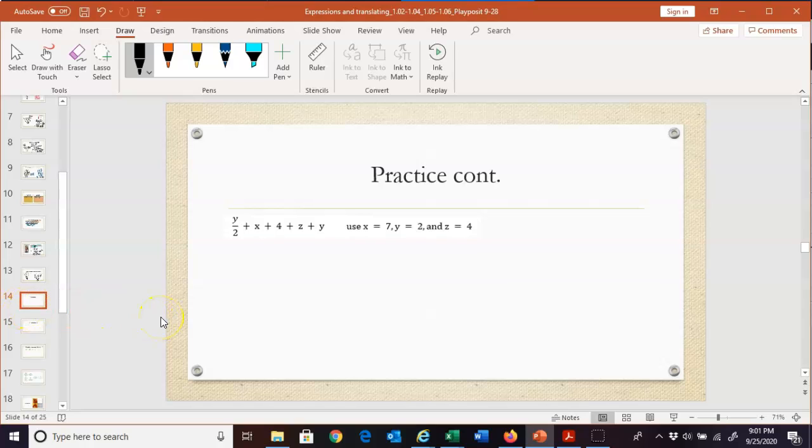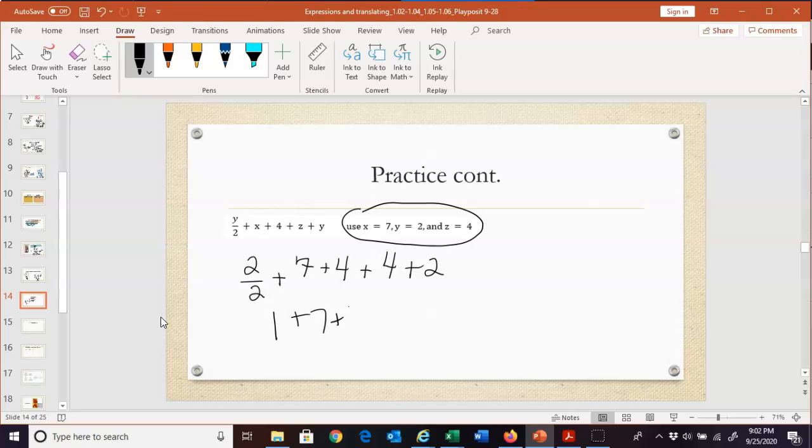So here's another practice question that we have. This time they have 3 variables. So you can see it can just get a little bit longer. But we're just going to take it a step at a time, plugging in what they tell us for each variable. So this is kind of like your key. Okay, so y is 2, x is 7, plus 4, z is 4, and y is 2. There we go. So 2 over 2 is 1, and we just have a bunch of numbers to add together now. I go for tens. This is 10, 8, so we have 18.